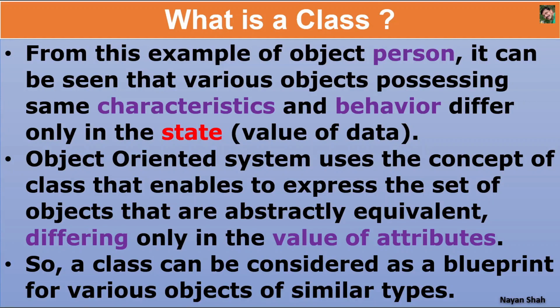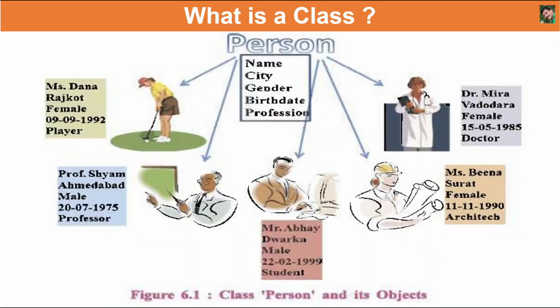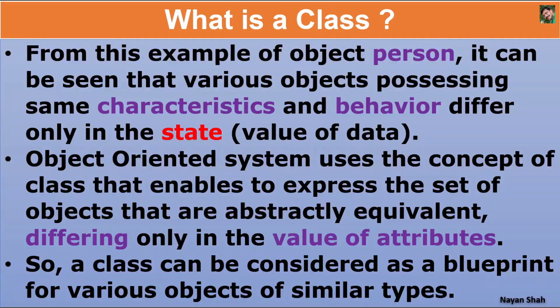So what is a class now? From this example of object person, it can be seen that various objects possessing the same characteristics and behavior differ only in the state, that is the value of the data. They are all the same, all the five are the same. They are only differing in their values. The value of name is different for all, city is different, birth date is different, profession is different for all these objects.